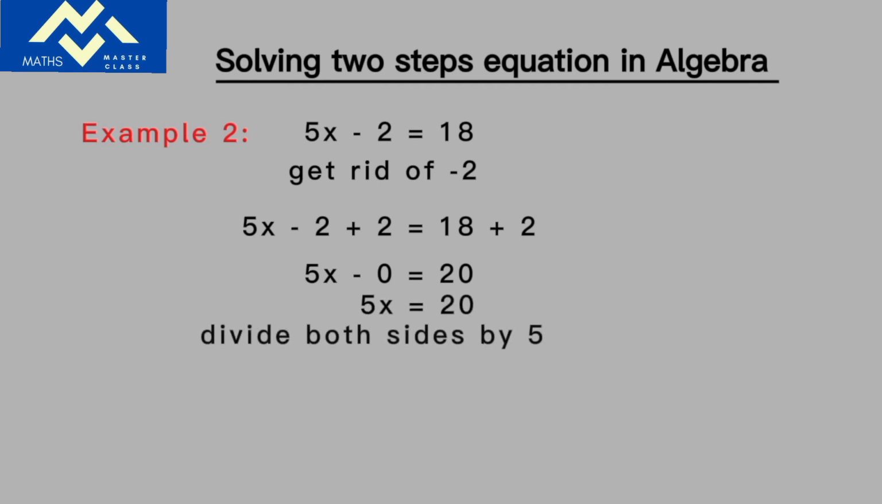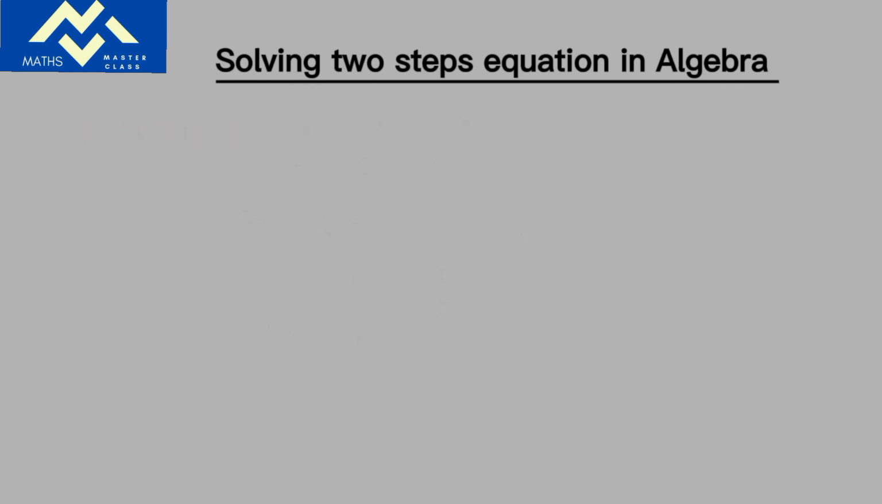Step 2. We undo the multiplication by dividing both sides by 5. x equals 20 divided by 5 equals 4. Answer: x equals 4. Now it's your turn. Pause the video and try these. We'll go over the answers right after.